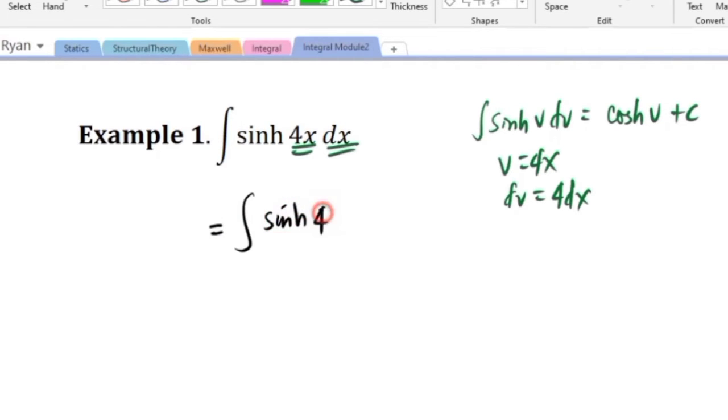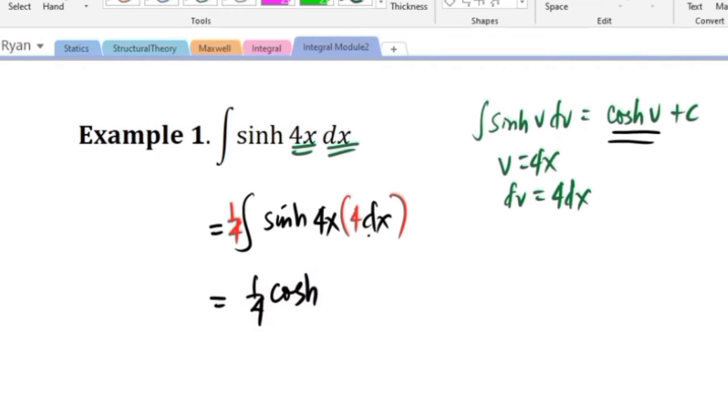So hyperbolic sine of 4x dx. So we multiply 4 here. Since nag-multiply tayo ng 4, reciprocal niya sa labas. So since derivative na nung angle ng hyperbolic sine yung nandito, so therefore the integral of this is hyperbolic cosine of v. So we have 1/4 hyperbolic cosine, your v is 4x plus c.